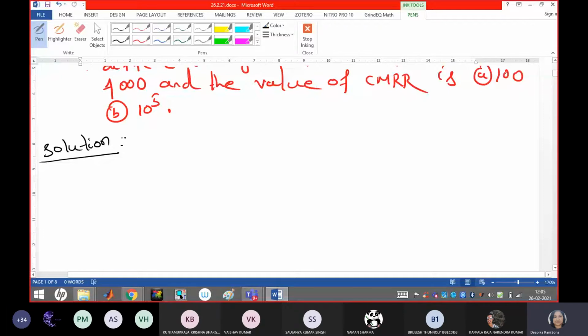So how do we proceed guys? If the CMRR is 100, but before proceeding to the CMRR, we have to first identify the VD and VC.